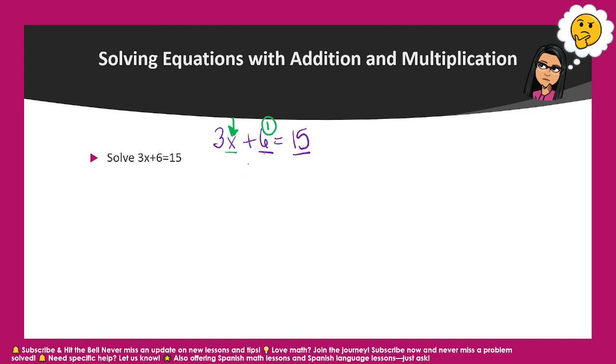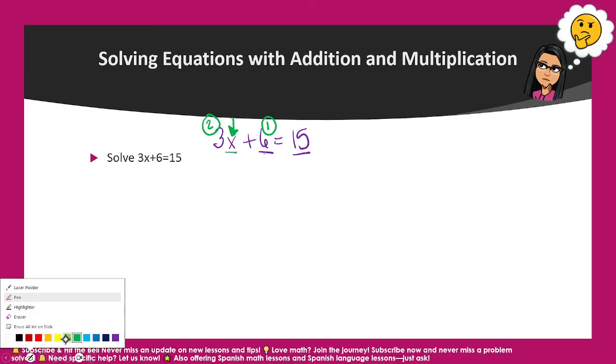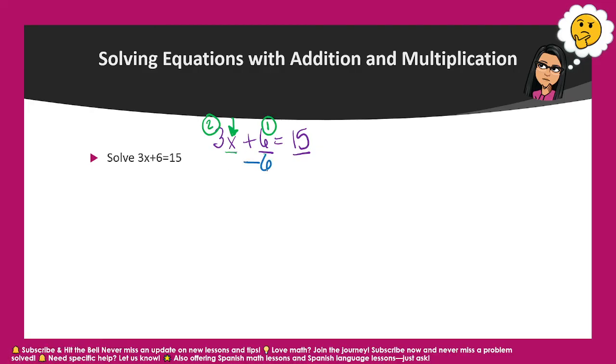Terms that are outside the x, and then I'm going to get rid of the coefficient that is next to the x, which is 3. Okay, so we have plus 6 on the left side of the equation, so the opposite of addition is subtraction. So I'm going to do minus 6 on both sides. It cancels out. And then we're going to have 15 minus 6.